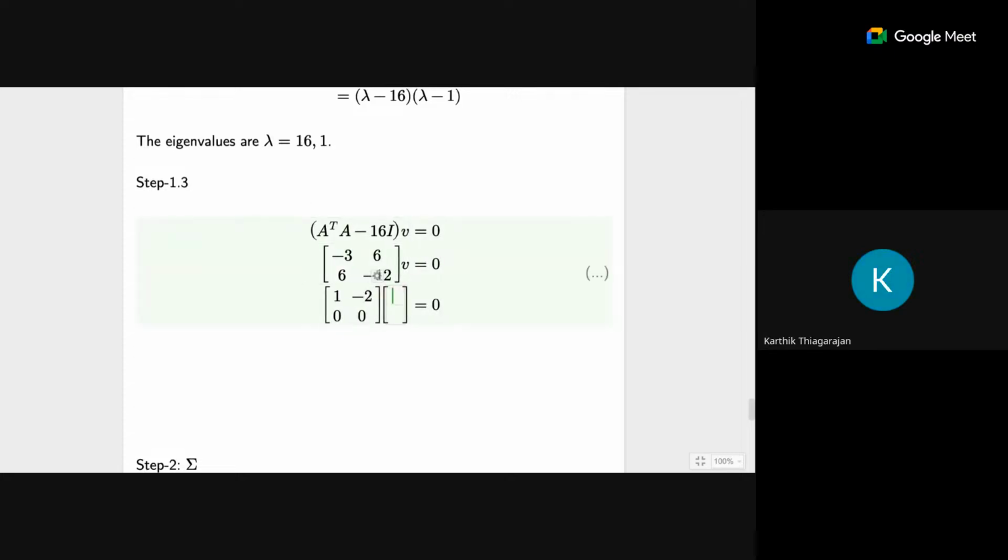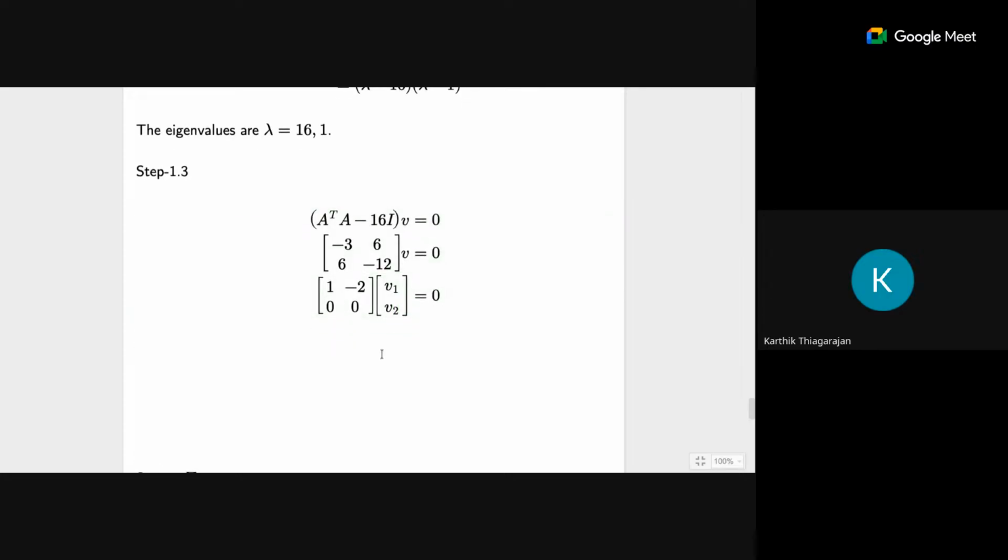So let's make this V1, V2. Can you tell me one eigenvector for lambda equal to 16? 2 comma 1. Okay, 2 comma 1 is an eigenvector for lambda equal to 16. Let's also normalize it because we want normalized eigenvectors. If I normalize it, I'll get 1 by root 5. Sir, if you do R2 minus 2 times R1, then in row 2 and column 1 it will be 0, but row 2 and column 2 it should be minus 18.